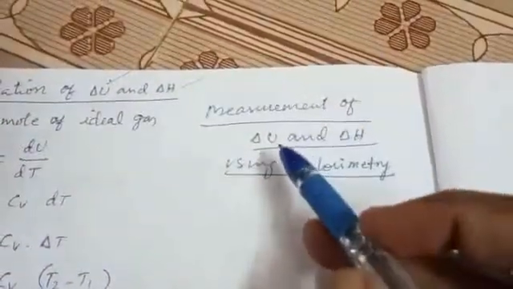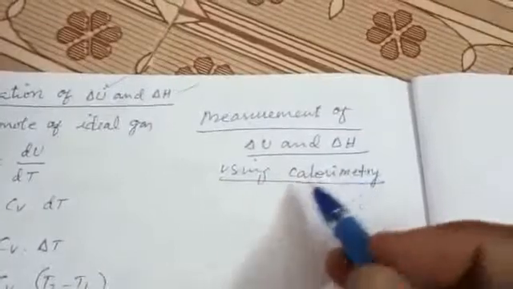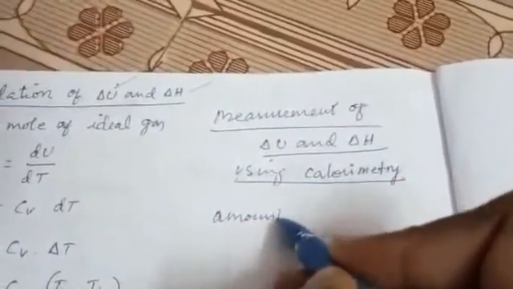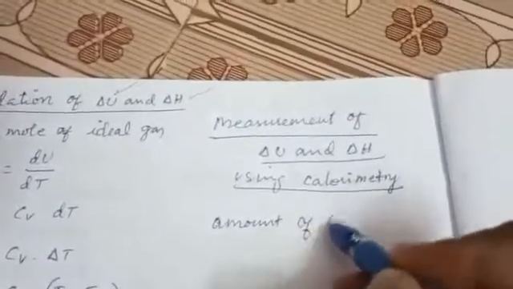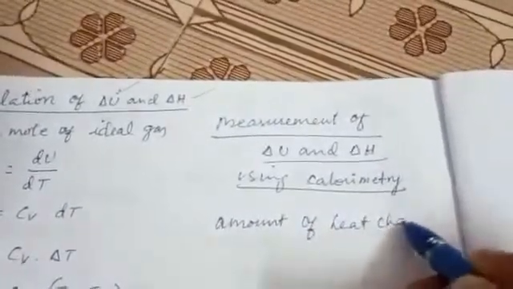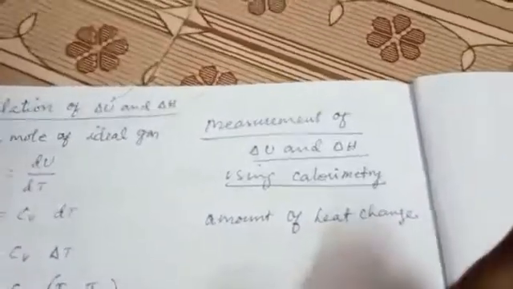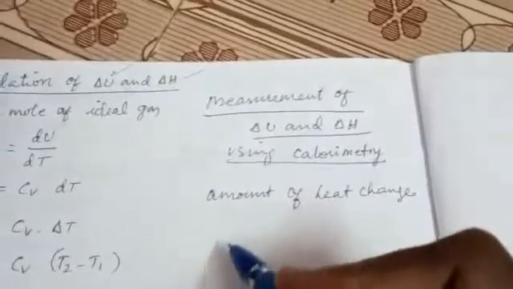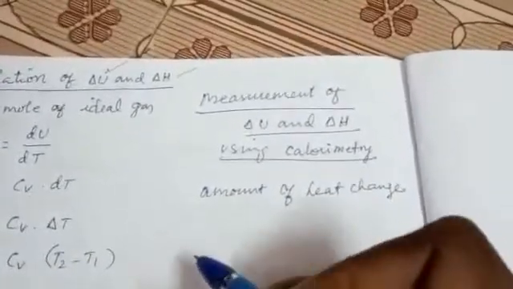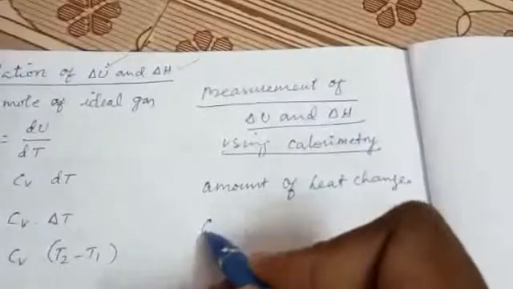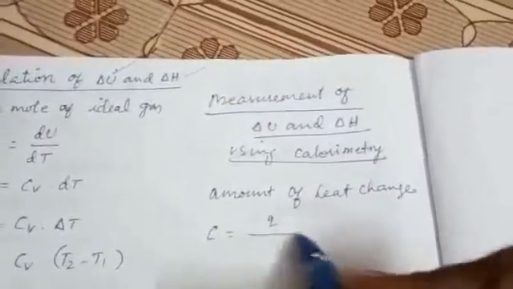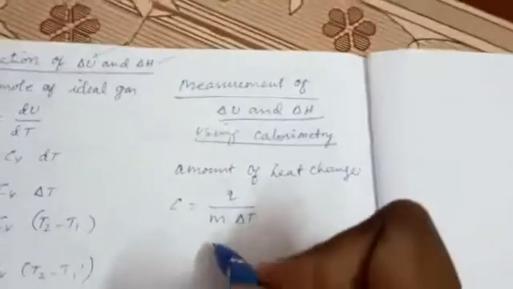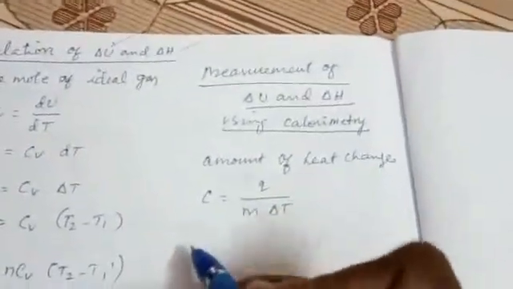Measurement of delta U and delta H using a calorimeter. A calorimeter is used only to measure the amount of heat change. In a chemical or physical change, the temperature change measured in the calorimeter is directly proportional to heat capacity. C is equal to Q divided by mass into delta T.